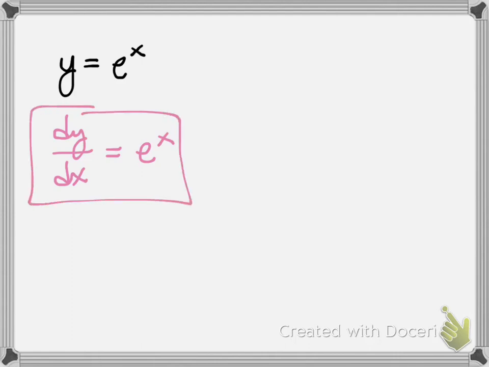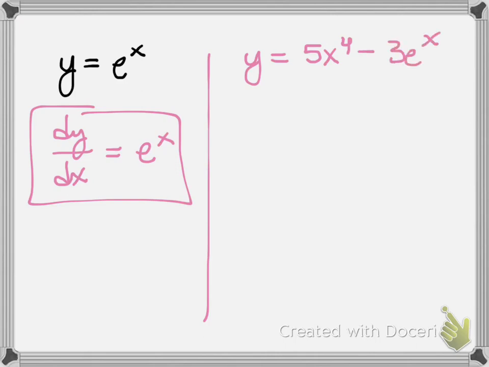Now, that's not going to be the end of the video. We have to work with other examples that might be a little bit more involved. So the first example that you'll see in your notes is y equals 5x to the fourth minus 3e to the x. So this is also kind of piggybacking off of what we said the other day. So we have two different functions we're going to derive here.